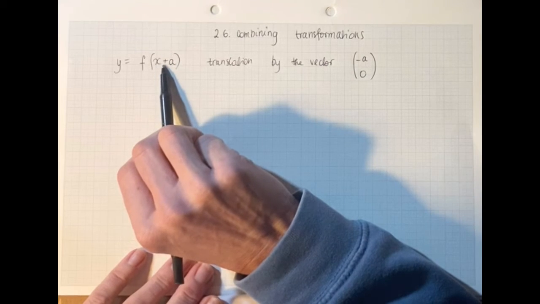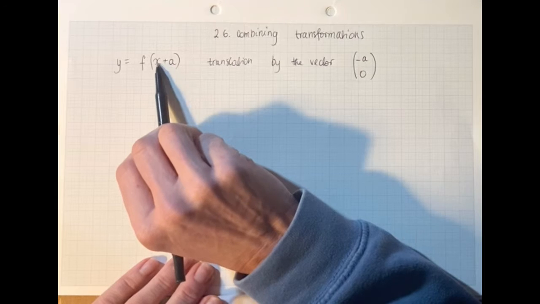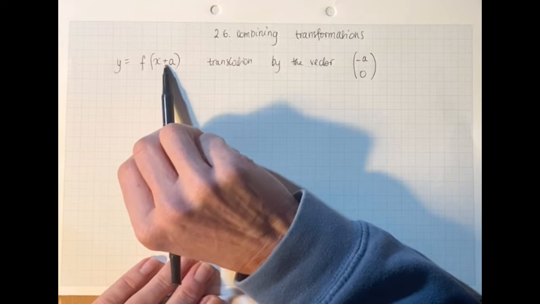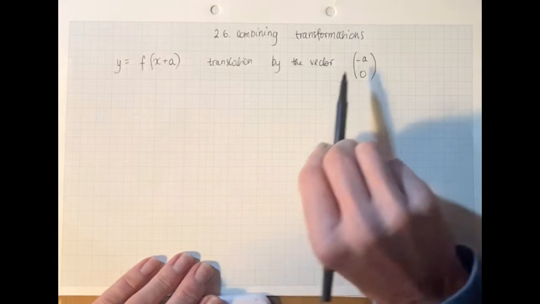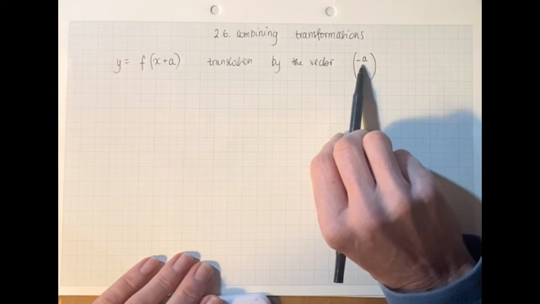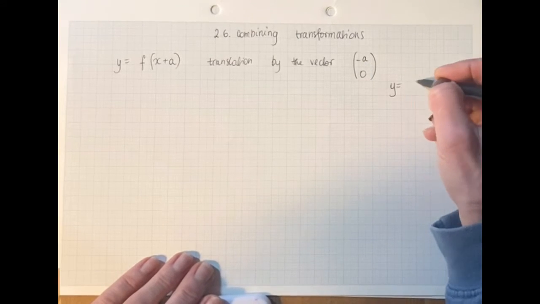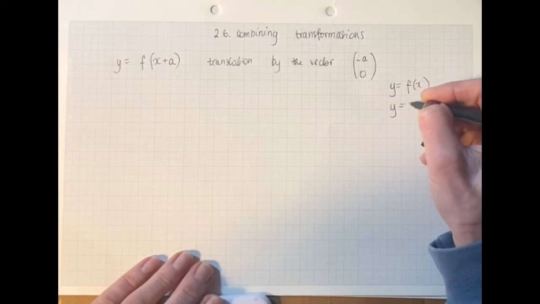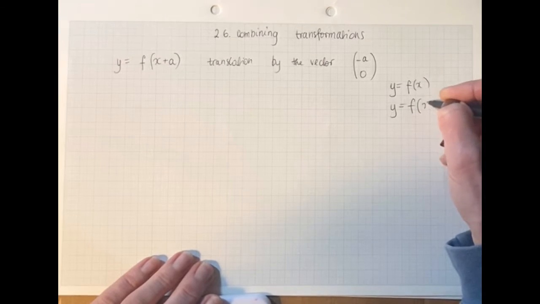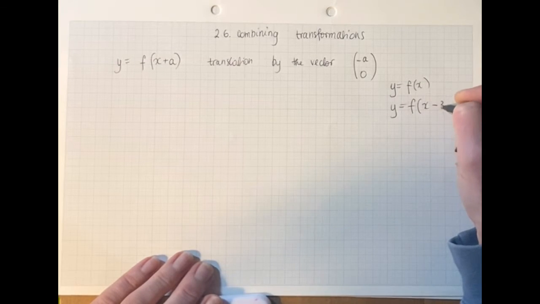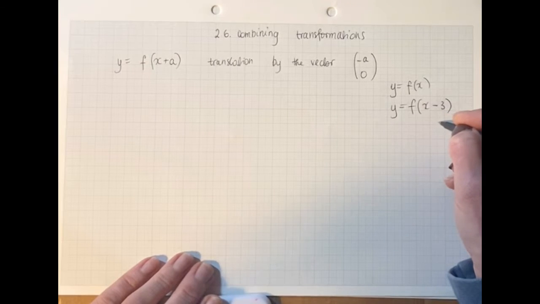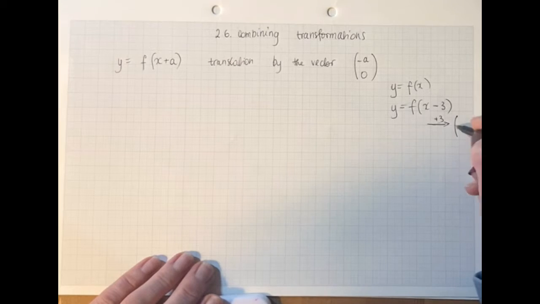So you might be thinking, I'm adding a units to x, so I'll be shifting right if a is positive. In fact, you'll be shifting left. So for example, if y is equal to f of x and I want to do the transformation f of x minus 3, then that means I shift everything 3 units right. So I'm shifting or translating the graph by the vector 3, 0.